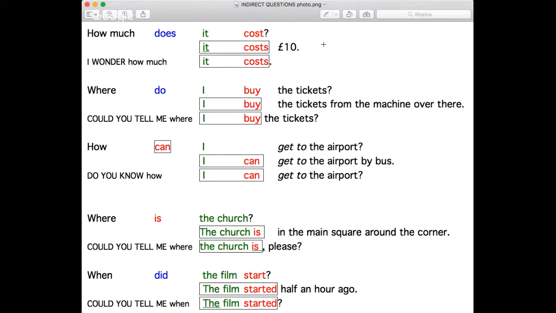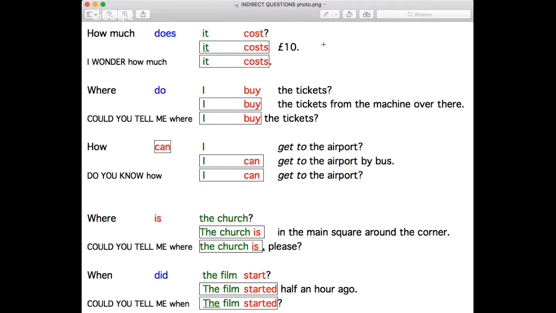You think of how you would just say the affirmative sentence, and you put in front of it whatever the form is. You could ask, could you tell me how much it costs? Do you know how much it costs? I wonder how much it costs. But it costs stays the same as if it were an affirmative sentence in which I say it costs £10. So let's have a look at another example, because this first example was in the third person. Now let's have a look at an example using do rather than does.